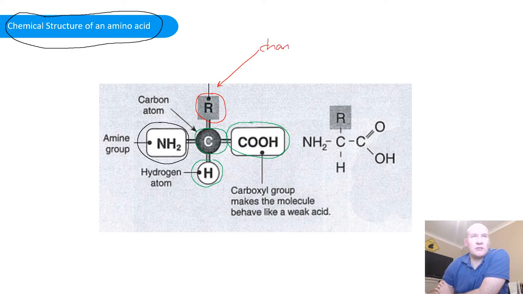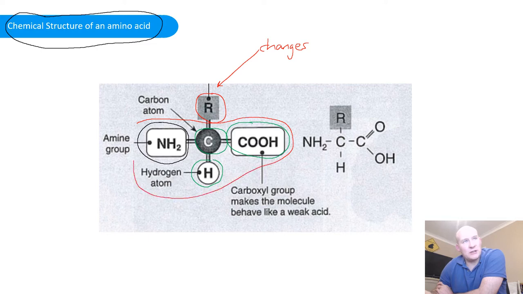Now R represents anything. It's just a letter which represents something that is there. It changes for each amino acid, and that's what defines what amino acid it is. So every single amino acid that there is has this same structure. It has a carbon atom in the middle, an amine group on the side, a hydrogen atom and a carboxyl group. But depending on which amino acid it is, it will have a different side chain or a different R group. They mean the same thing.